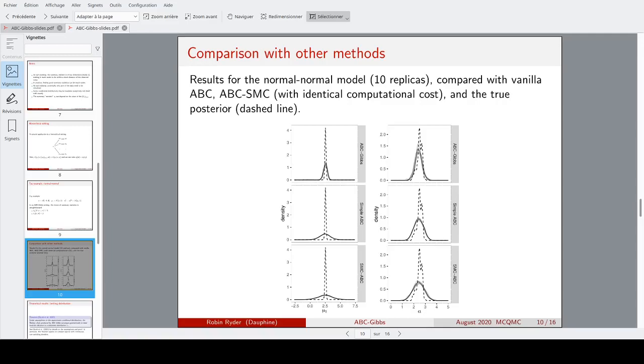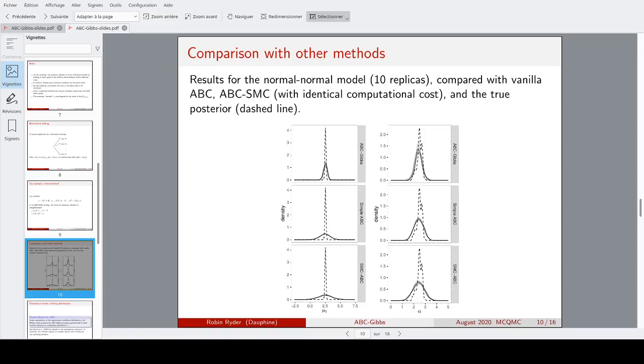Now, as you could see, obviously all the ABC approximations have larger variance than the true posterior. That's almost always the case in ABC. But you can see that ABC Gibbs is going to be more peaked at the correct location, so it's giving us a better approximation of the true posterior compared to what ABC vanilla and SMC ABC would do.